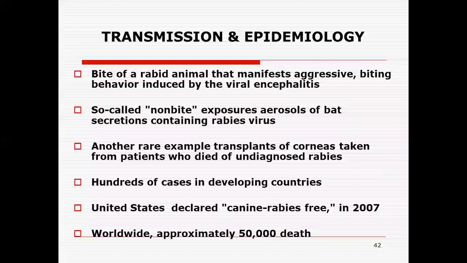There are hundreds of cases in developing countries like Pakistan; we have many, many cases. We have a huge population of stray dogs, and you never know which one is infected. And that's why we have many cases over here. The United States and the other developed countries have almost been declared canine rabies free since 2017. Approximately worldwide, there are still 50,000 people who die because of the virus. The rabies virus is the causative agent for the death of almost 50,000 people worldwide. So it is still a very interesting and very important clinical issue that we have to address, particularly in our setup.